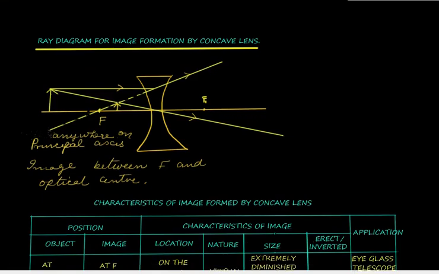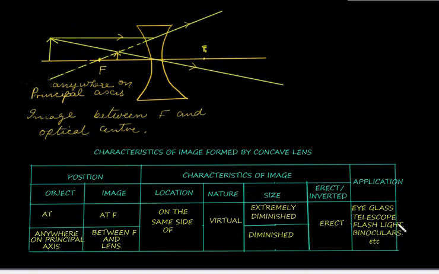Here also I have prepared a chart, a ready reckoner. From this we can understand: object at infinity, image is at F. F is on this side. The focus on the other side is marked F1. So the location of the image is always on the same side of the object. When the image falls on the same side of the object, as you know, it is virtual. The size is extremely diminished for an object at infinity.